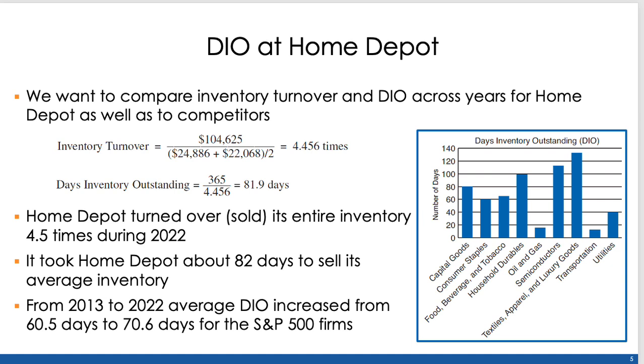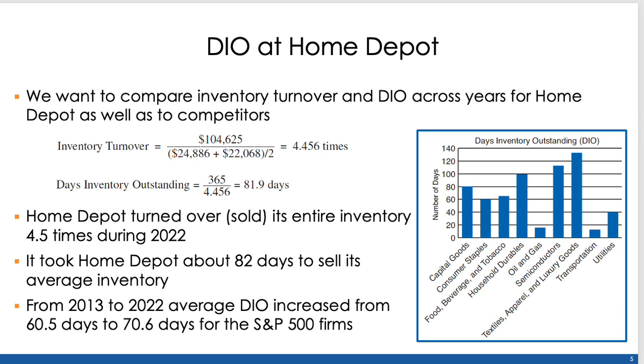Now, what does that mean? Well, you can see the little tiny chart reproduced from the textbook there in the lower right-hand corner, and you can see the average days inventory outstanding, which varies significantly based upon the type of industry we're talking about. You can see there consumer staples typically around 60 days, household durables more around 100, and so you sort of see, what you would need to really do to better understand what Home Depot is doing is compare it to its peers, right? Because as you might guess, taking textiles, apparel, and luxury goods way out at 130 days is not applicable to Home Depot.